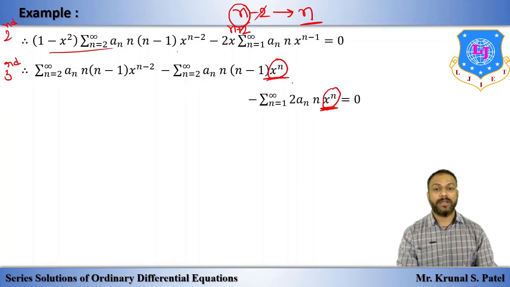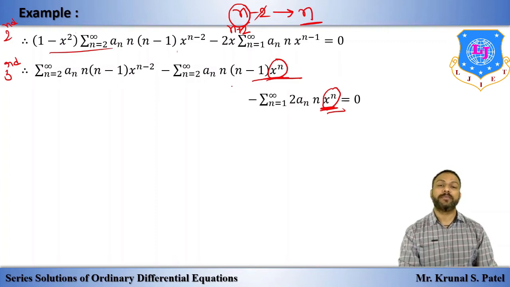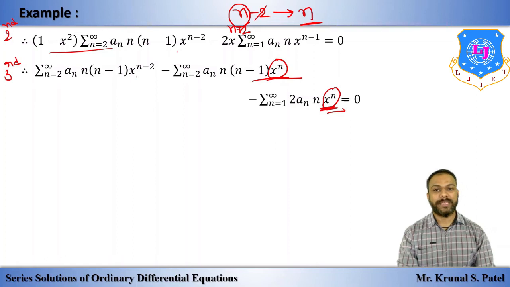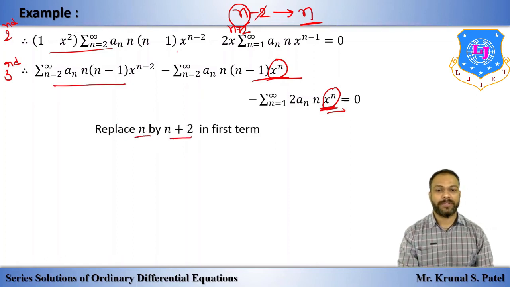If we have only one term with x raised to n, then we can change these two terms to x raised to n minus 2 also. Which power you want is up to you, but I'm just making it easy, so I'm changing the first term only. So replace n by n plus 2 in the first term only. So n becomes n plus 2, equal to 2, the 2s cancel, so n starts from 0. This n becomes n plus 2, this becomes n plus 2 minus 1, that means n plus 1, and this becomes n plus 2. The 2s cancel, so x is to n.